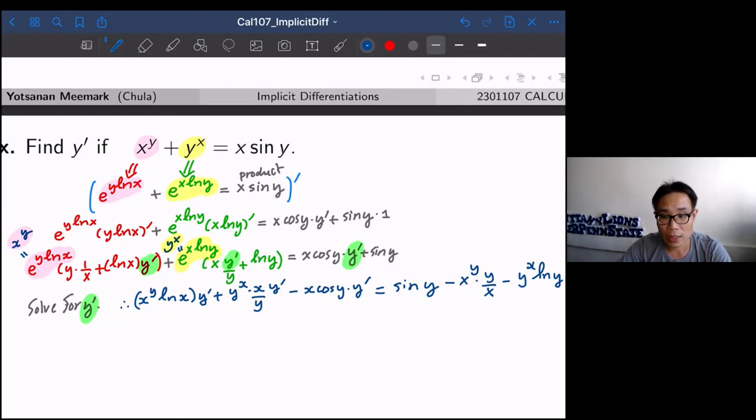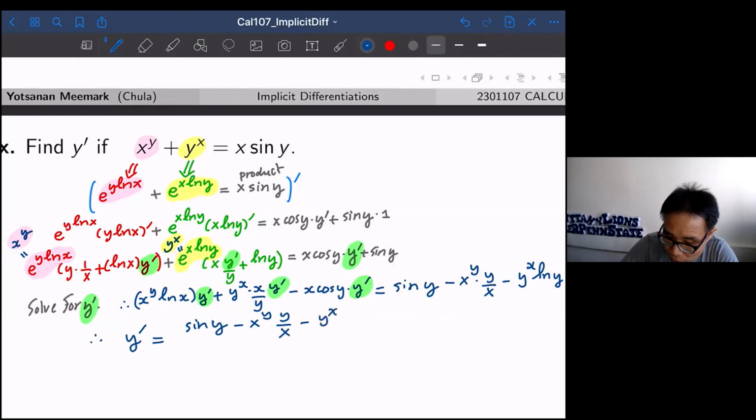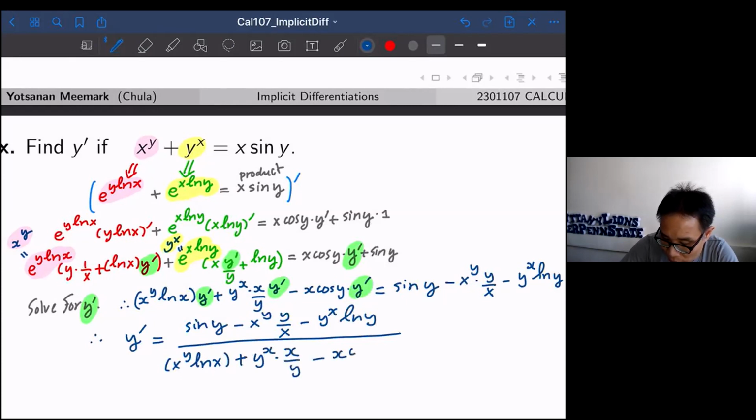So let me check. Is it correct? Yeah. Finally, you're going to solve for y prime. So you are looking for the green one. You would get y prime equal to, you copy everything on the right side down. So it's going to be x to the y times y over x minus y to the x log y, everything over x to the y log x plus y to the x times x over y minus x cosine y. Okay, so this is how we have y prime for this question. I think I did everything correctly, right? It's going to be y to the x log y. Yeah, it should be correct.